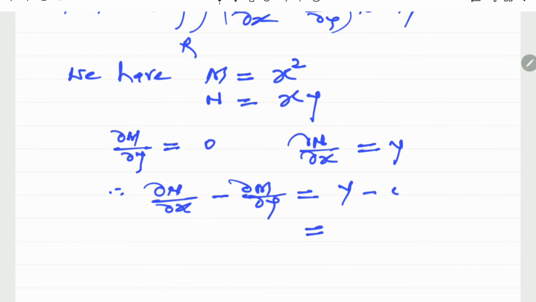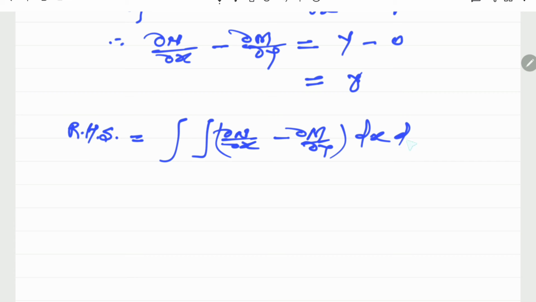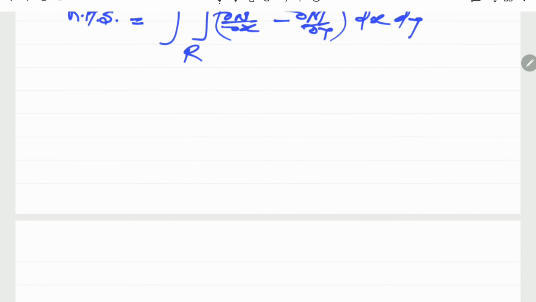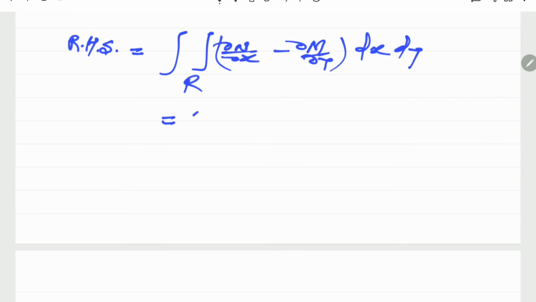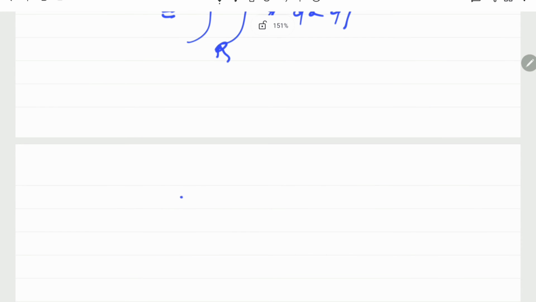Then we have to obtain the right hand side by double integration. It is dou N by dou x minus dou M by dou y. The value of dou N by dou x is y. Dou M by dou y is 0, therefore that subtraction is y. Substituting that, we have the double integration of y with respect to xy over that region R. And then as per the strip, we have to perform the first integration with respect to x, and then with respect to y.